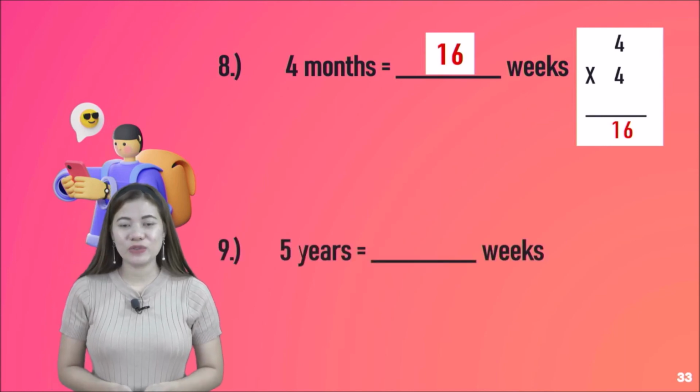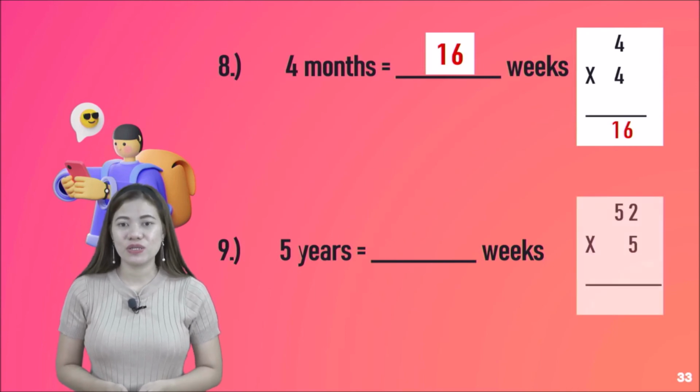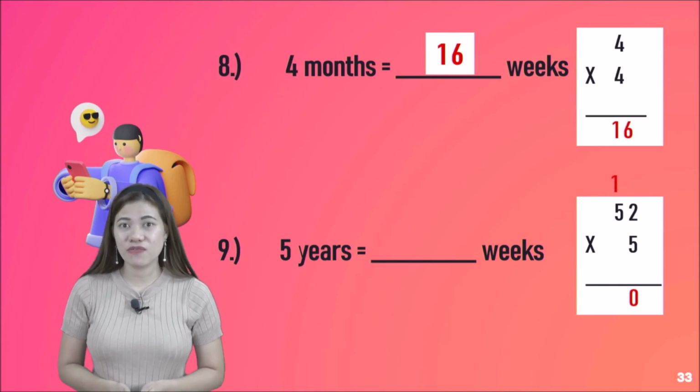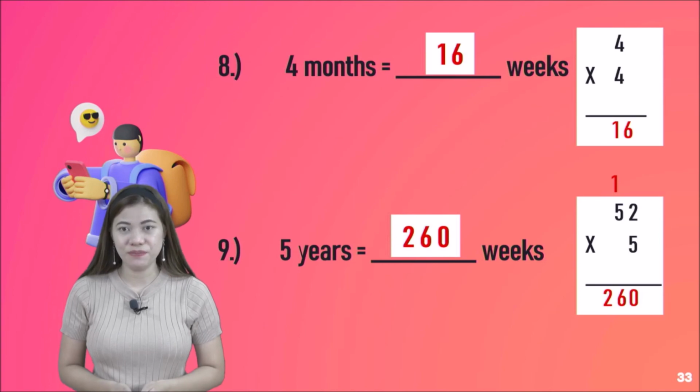Okay, number 9 question. 5 years is equivalent to blank weeks. How many weeks do we have in 1 year, grade 3? We have 52 weeks. So we will just multiply 52 times 5. So 5 times 2 is equal to 10, carry 1. And then 5 times 5 is equal to 25 plus 1 is equal to 26, so 260. So 5 years is equivalent to 260 weeks.